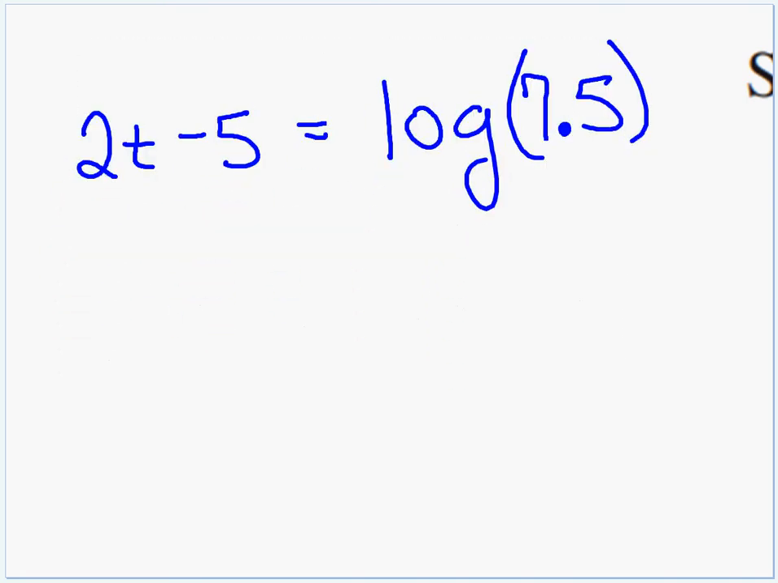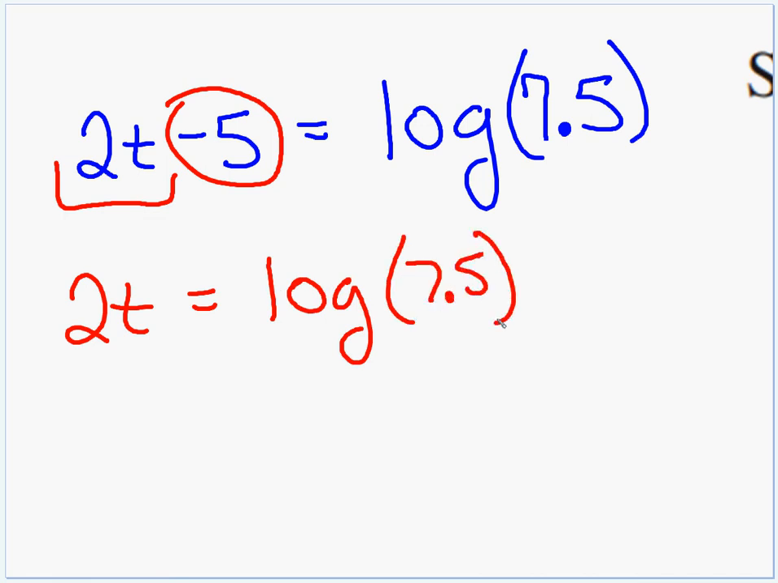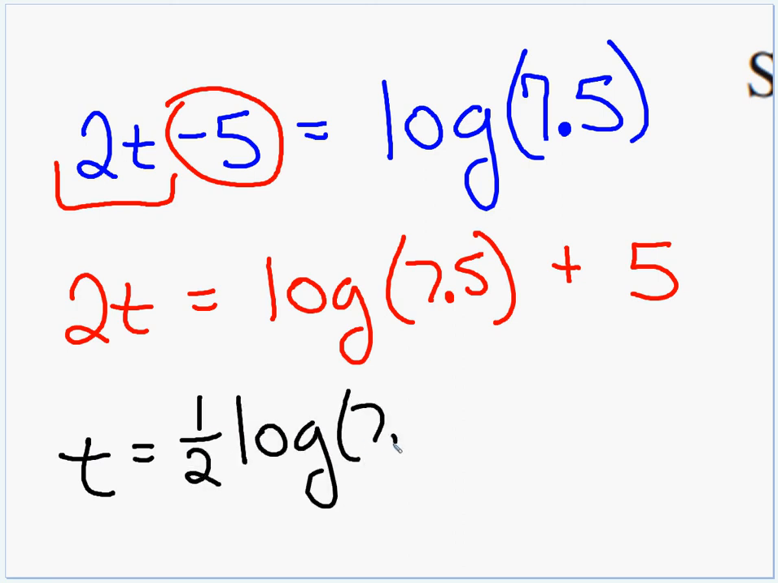Notice the 2t we want to get alone next. So let's get rid of this minus 5. We're going to add that to each side. The log base 3 of 7.5. And then after that, a plus 5. Now to get t alone, we're going to divide by 2. T equals, and instead of dividing by 2, I'll just write it as a 1/2 log base 3 of 7.5. Plus, we got to divide the 5 by 2 also. Let's go decimal, I guess, 2.5.